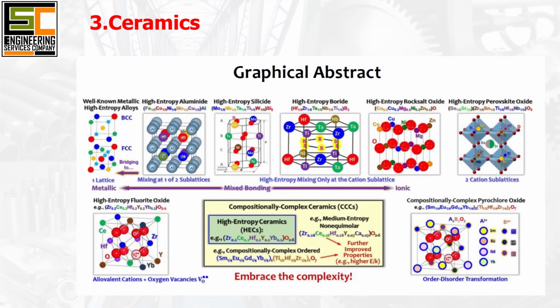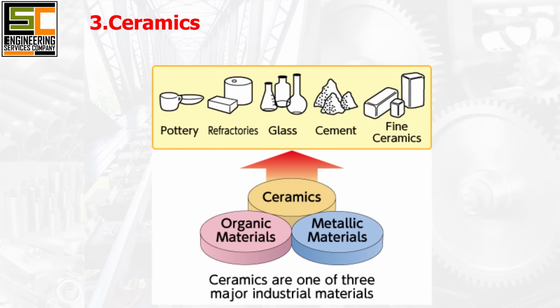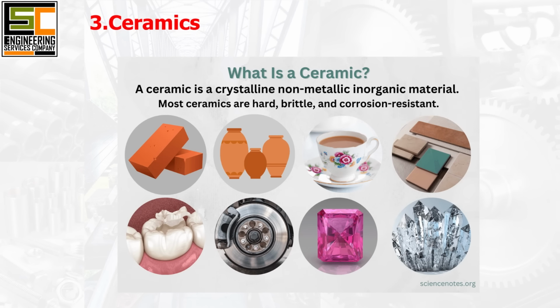3. Ceramics. Ceramics are inorganic, non-metallic materials, typically composed of metallic and non-metallic elements bonded together through ionic or covalent bonds. Examples include traditional ceramics, such as pottery, porcelain, and bricks, as well as advanced ceramics like alumina, silicon carbide, and zirconia. Ceramics are known for their high hardness, stiffness, wear resistance, and thermal stability, making them suitable for applications such as construction, electronics, aerospace, and biomedical implants.